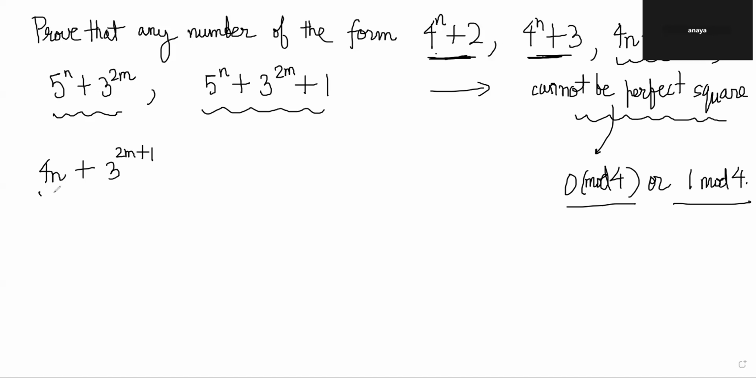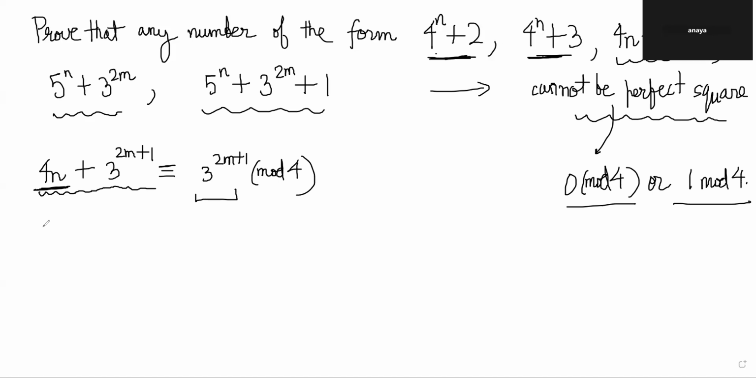So if you think of 4n plus 3 power 2m plus 1, what you can see here is that obviously 4n is 0 mod 4, so we don't need to worry about it, right? So this is congruent to 3 power 2m plus 1 mod 4. And then we have to just analyze this part. So is there any idea that you have to figure this out?